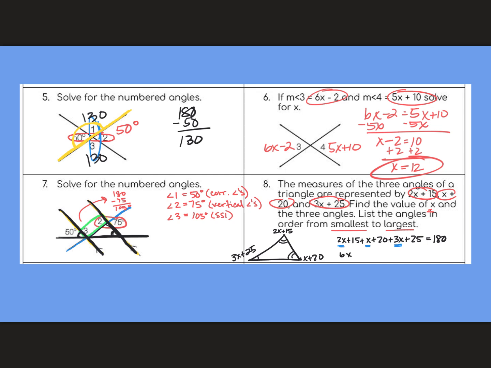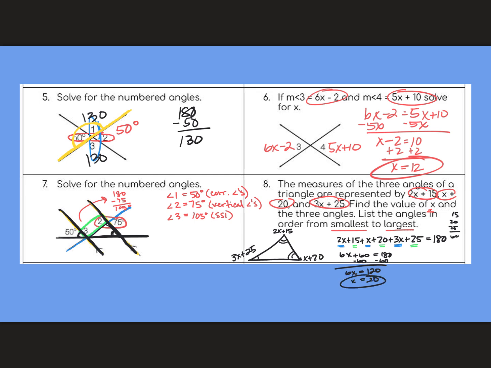Then we'll take 15 plus 20 plus 25. And that's going to give us, let's see here, 60. Subtract 60, divide by 6, and we're going to get here that x is 20.